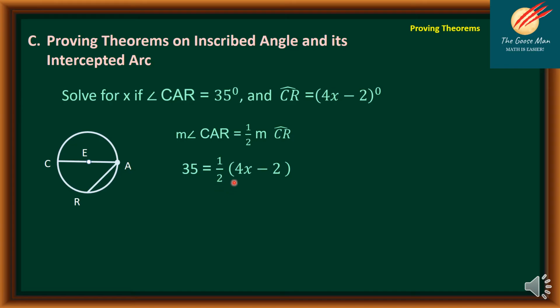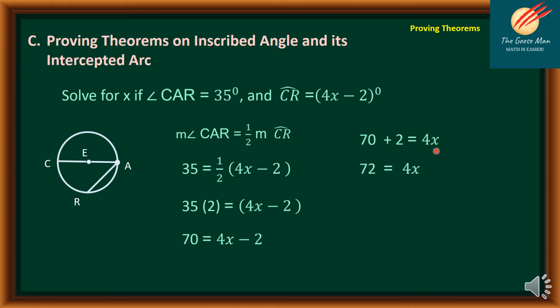Again, I would like to remove the 2 as the denominator. I multiply both sides of the equation by 2. So I have 35 times 2 is equal to 4x minus 2. So 35 times 2 is equal to 70, which is equal to 4x minus 2. Then add 2 to both sides. So I have 70 plus 2 is equal to 4x. So we have 72 is equal to 4x. Solving for x, divide both sides by 4. So x will give us the value of 18.